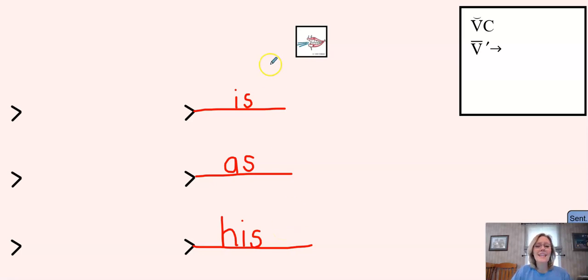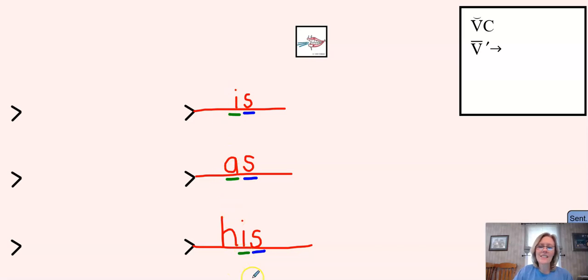Now, what letter do you see that's alike in each of these words? Okay, so I see that there's an S. Now, before the S, what letter do you see in each of these? I'm going to underline it in a different color. I see an I before the S, an A before the S, and another I before the S.